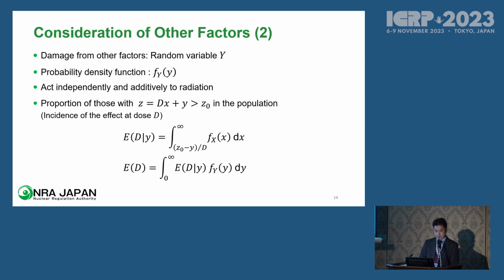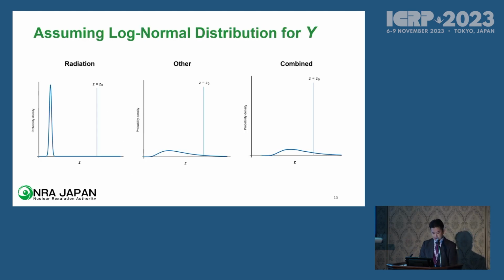So then, what is it like if the damage from other factors varies among individuals? In this case, the damage level becomes a random variable which is denoted by y with the probability density function of fy. If we assume independent and additive action, incidence of the disease at dose D is given by these formulae. To demonstrate the behavior of this model, hypothetical distributions are assumed again for illustrative purposes.